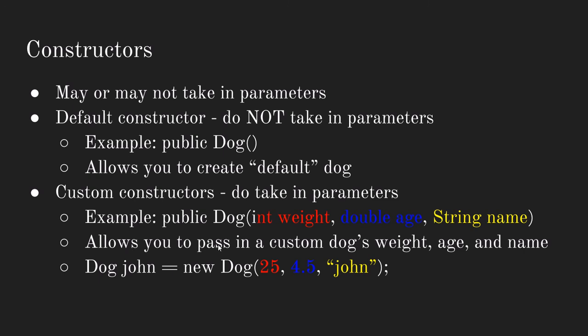And this will allow you to pass in a custom dog of your choice, and its weight, age, and name. So for example, in another file, if I wanted to create another dog named John, then I would write Dog John equals new Dog, and then pass in whatever I want. And note that order is very important here. If you pass in 25 here, it'll correspond to the dog's weight, 4.5 will correspond to the dog's age, and John will correspond to the dog's name. And this will be how you create a new dog object.